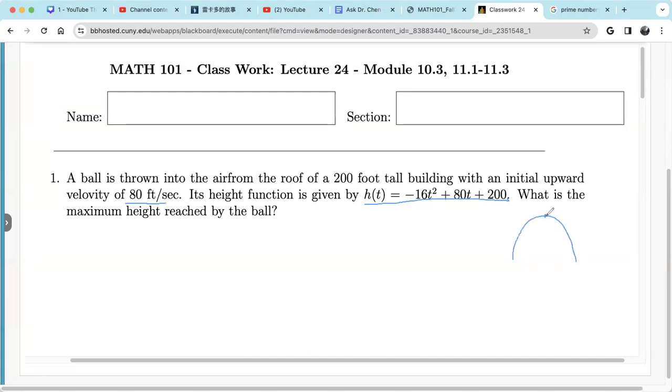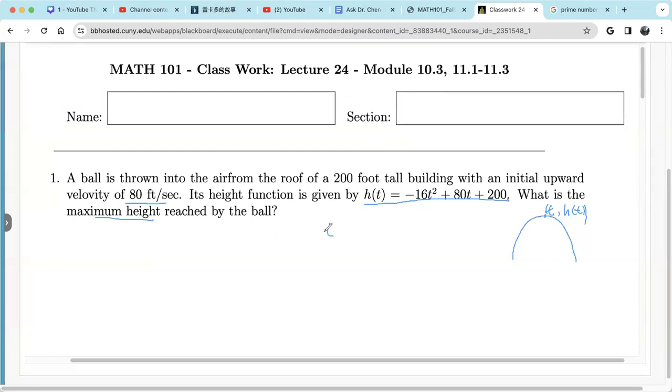A downward parabola will have a maximum. So the question is asking, what is the maximum height reached by the ball? So we're looking for the function value at this point, which is called the vertex. So we're looking for this vertex value t and the height at t. That's our goal. So how do we do that?